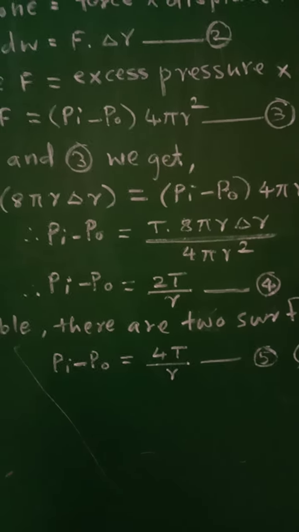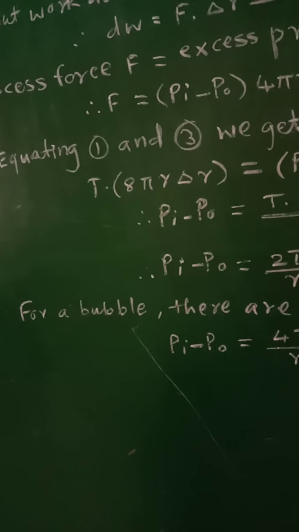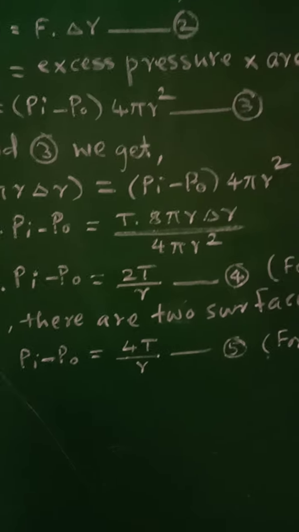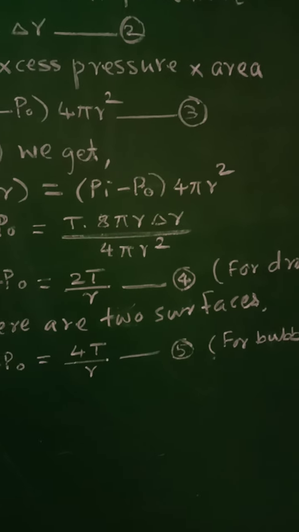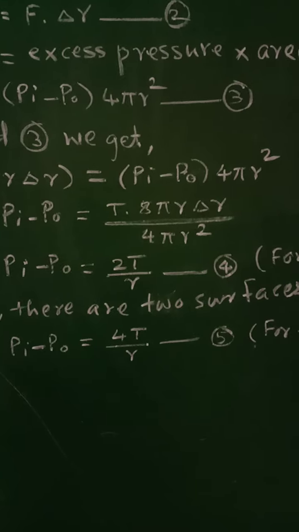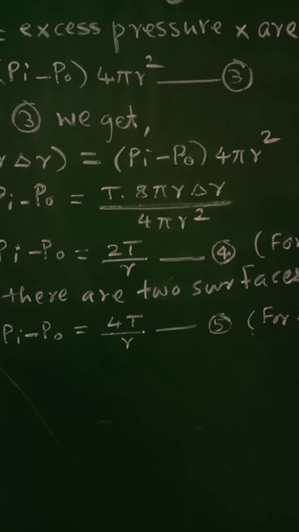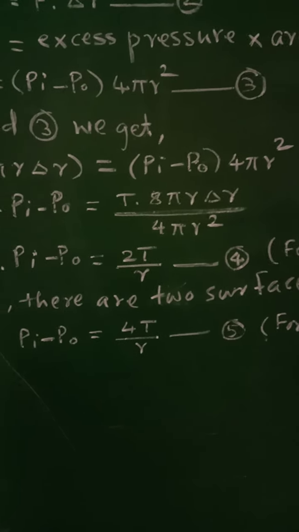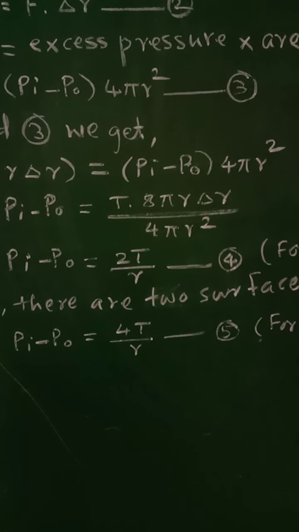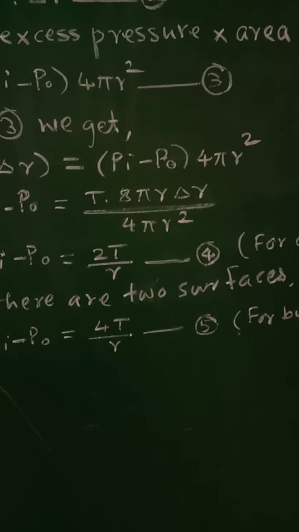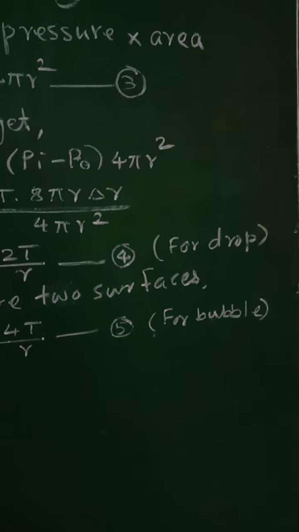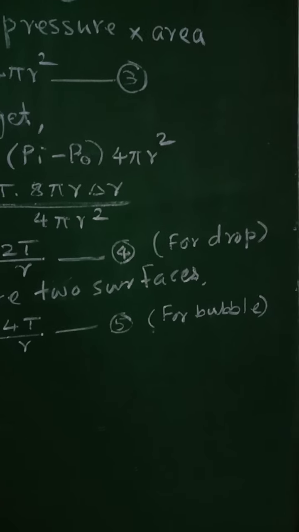Now instead of that, if you consider the air bubble, then for the air bubble there are two surface areas, that is inner surface as well as outer surface, since it is hollow from inside, and therefore Pi minus Po will be equal to 4T upon r, equation number 5. This is the expression for the excess pressure for a bubble.